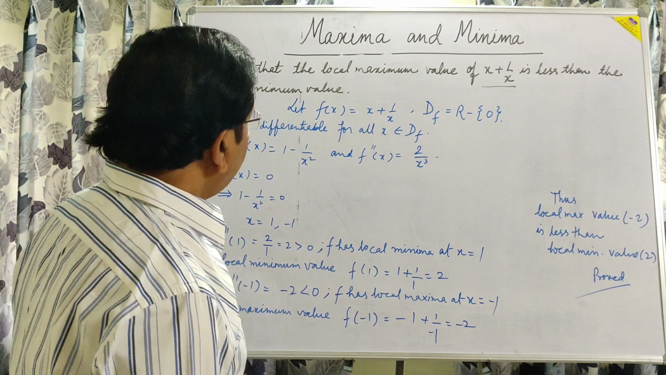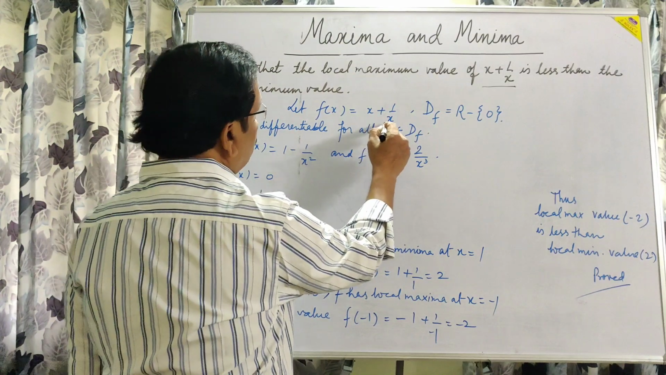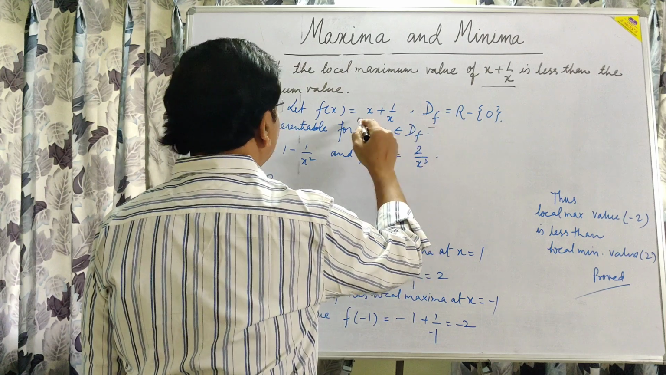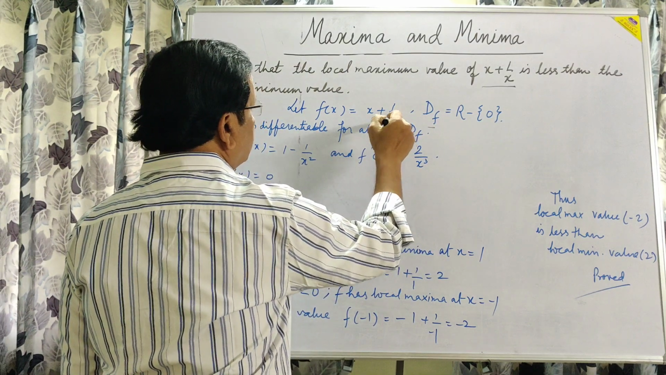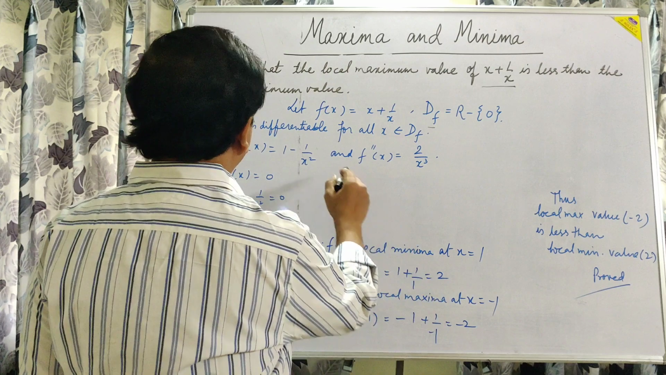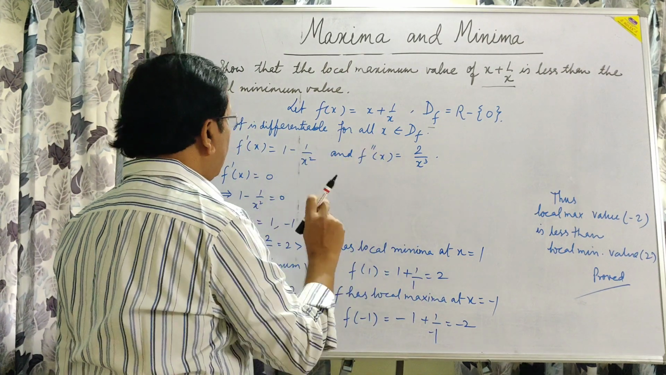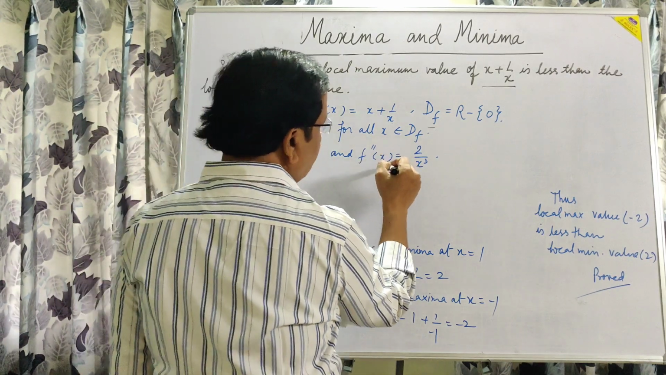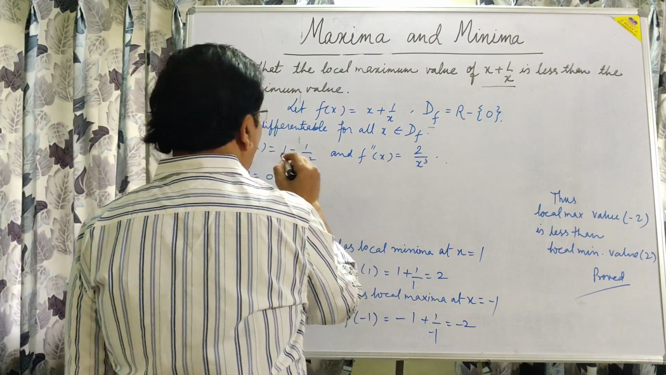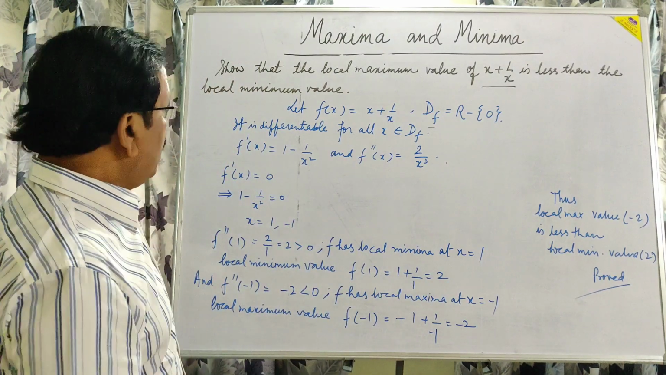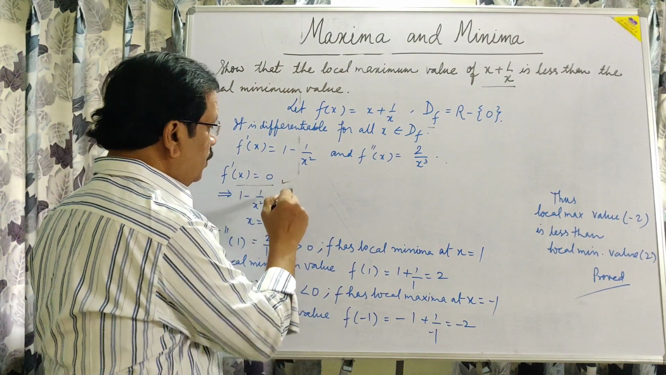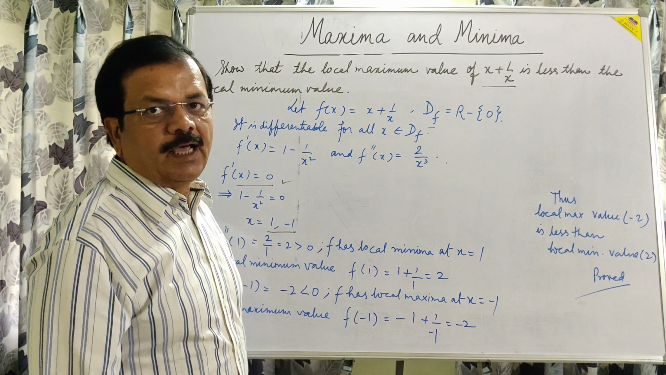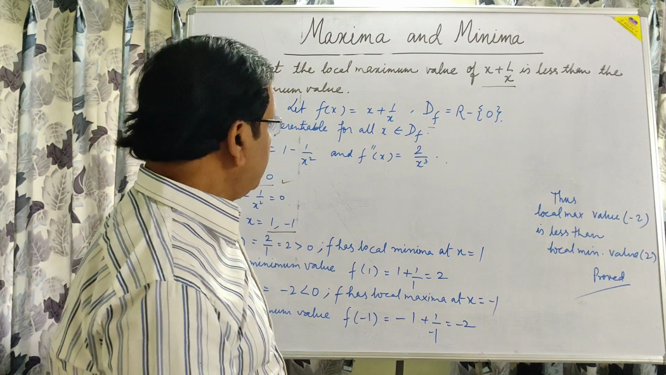Now take the function f x equal to x plus 1 upon x. Its domain is the real numbers excluding 0, because we cannot take 0 here, as it would be infinite, and that is why it is differentiable for all x in its domain. Now finding f dash x, it is 1 minus 1 upon x square, and f double dash x is 2 upon x cube. For maximum or minimum value, f dash x should be equal to 0. There are two values, x equal to 1 and minus 1. These are the critical points.